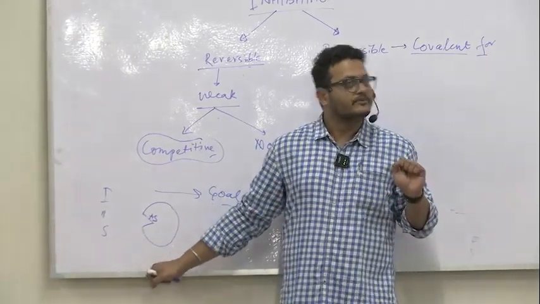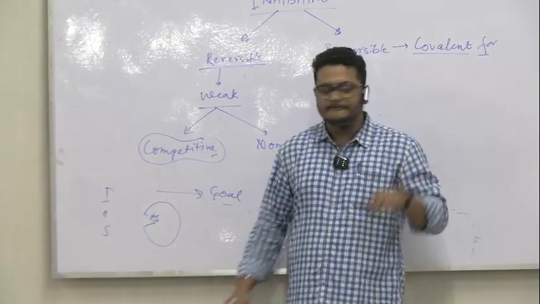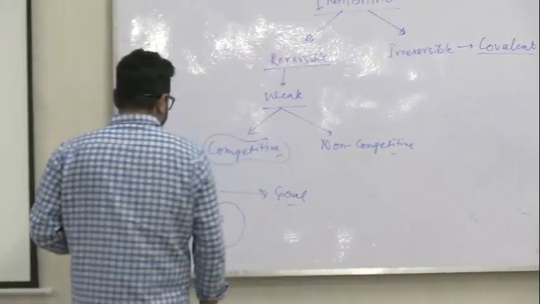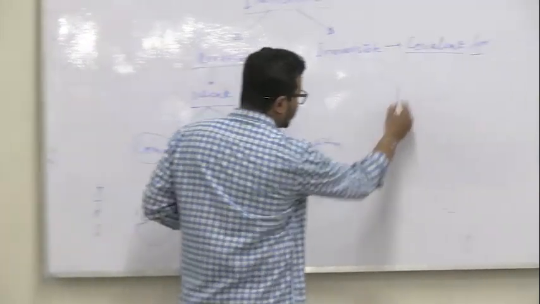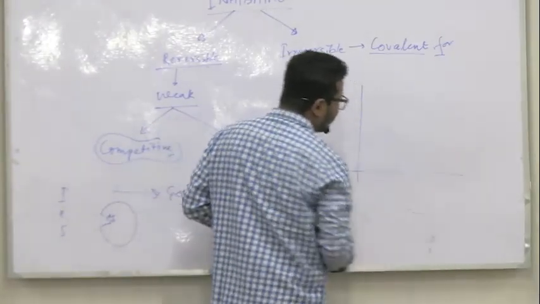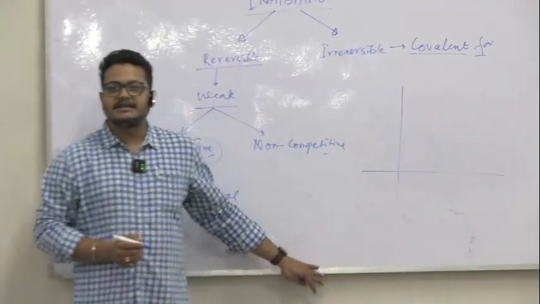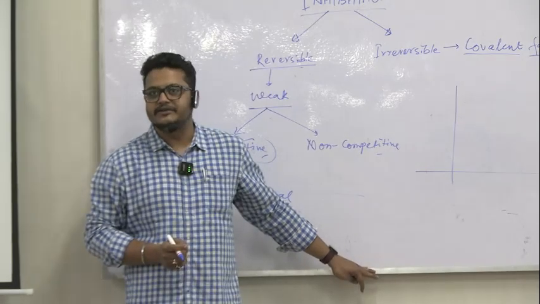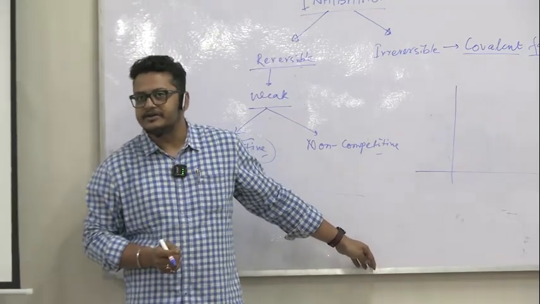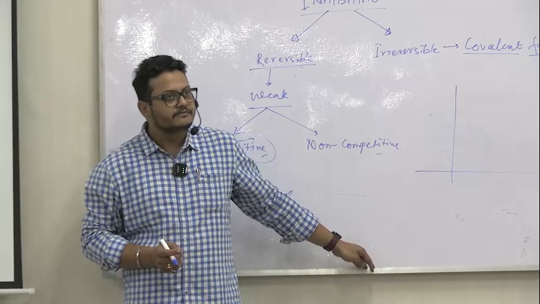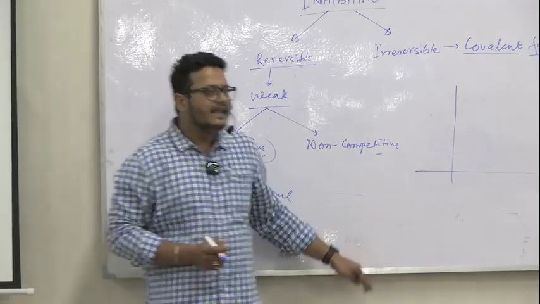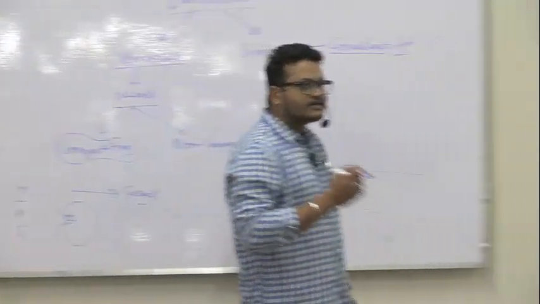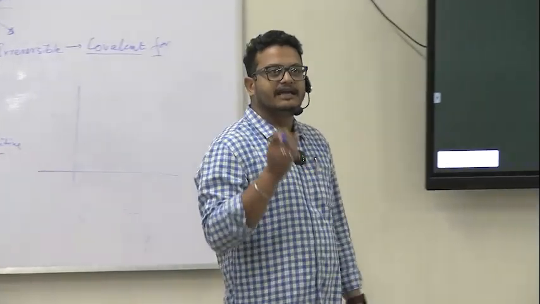Got my point? Is that clear? So as I said, there is going to be a structural similarity. If there is structural similarity, then there will be a competition between the substrate and the inhibitor to bind to the active site. Fine. So what do you think is going to happen with the Km?